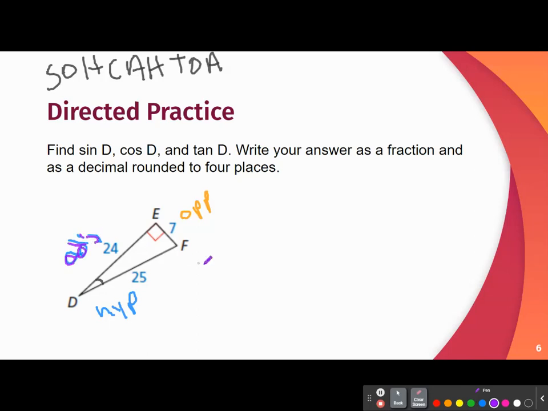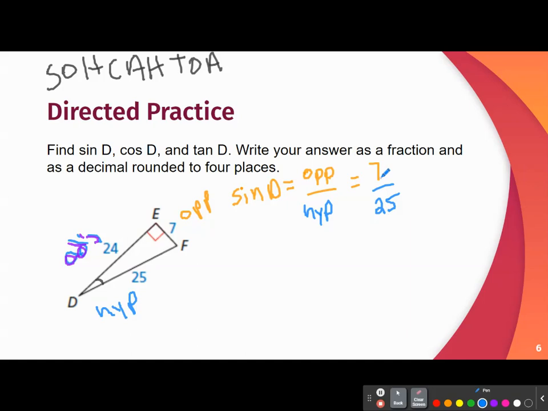Okay. All right, so first we're going to do sine of angle D. Taylor, what is my formula for sine of D? Opposite over hypotenuse. Brett, what is the measure of the opposite side? 7. Nick, what is my hypotenuse? 25.